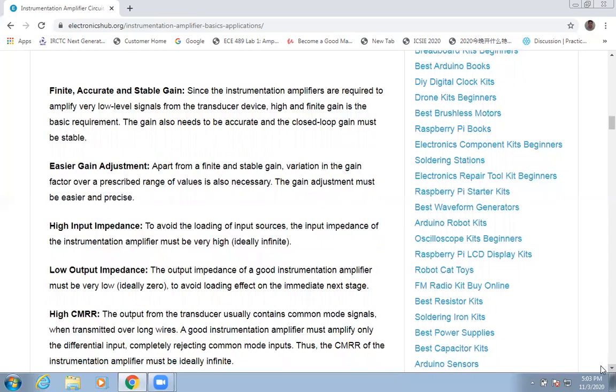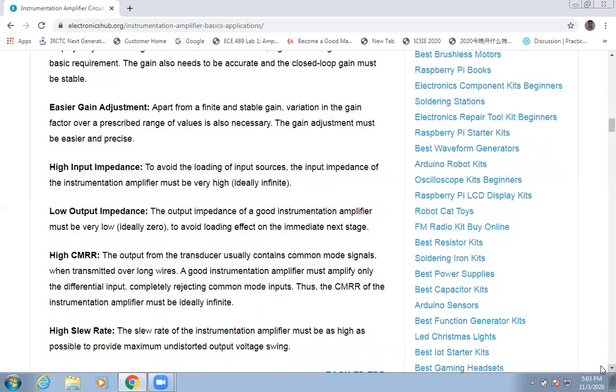Next important condition that must be specified by instrumentational amplifier is high input impedance. The high input impedance is required just to avoid the loading of input sources. The other condition is low output impedance. The output impedance of a good instrumentational amplifier must be very low. Ideally, it must be zero to avoid the loading effect on the immediate next stage.